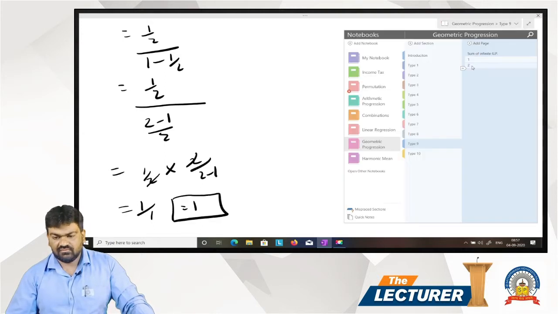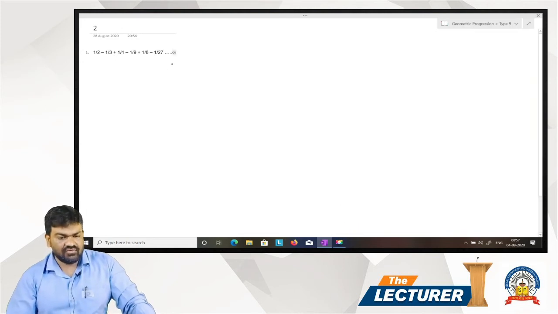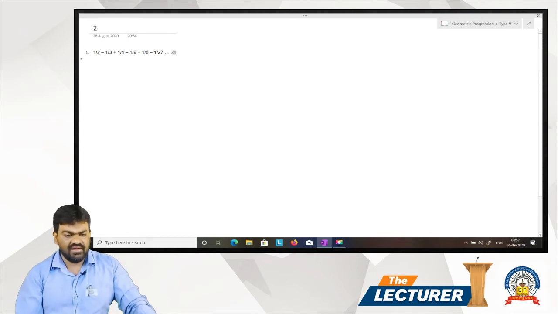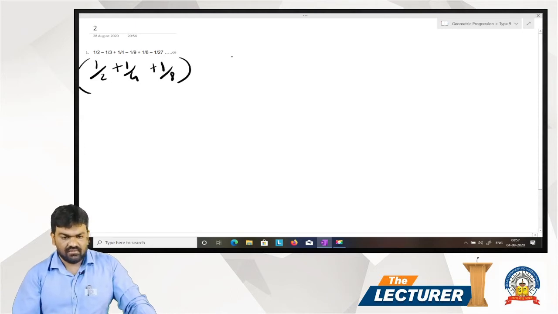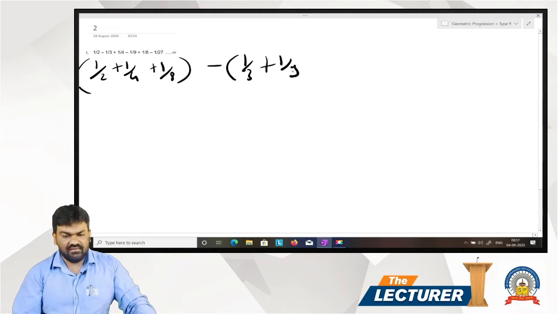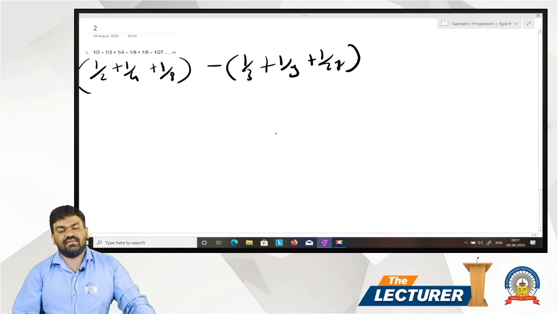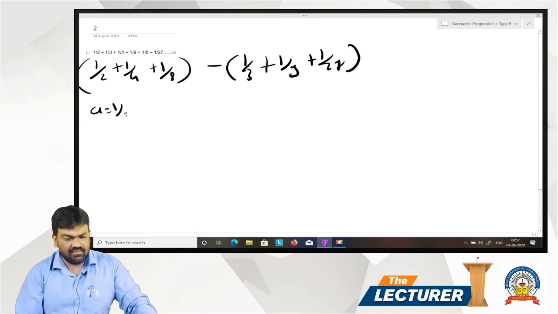Next, example number 2. 1 by 2 minus 1 by 3 plus 1 by 4 minus 1 by 9 plus 1 by 8 minus 1 by 27 up to infinite. Two progressions are given: 1 by 2 plus 1 by 4 plus 1 by 8, and minus 1 by 3 plus 1 by 9 plus 1 by 27. Here a is equal to 1 by 2, r is equal to 1 by 4 by 1 by 2, that is 2 by 4, r is equal to 1 by 2.